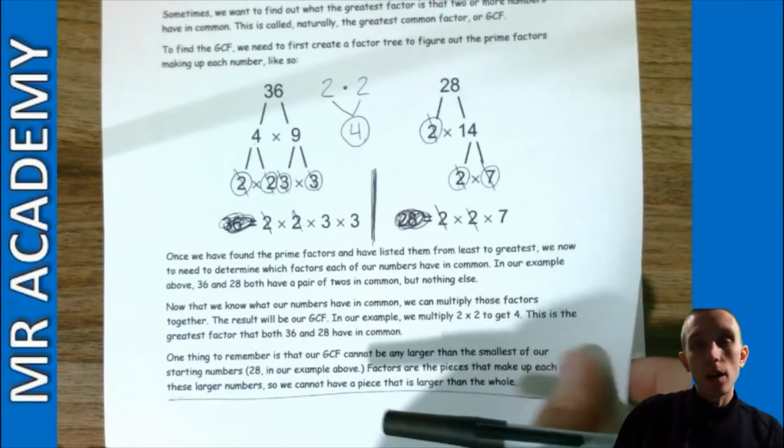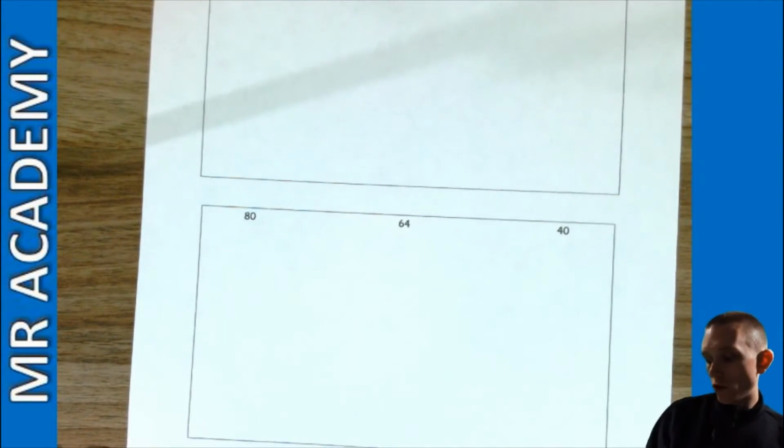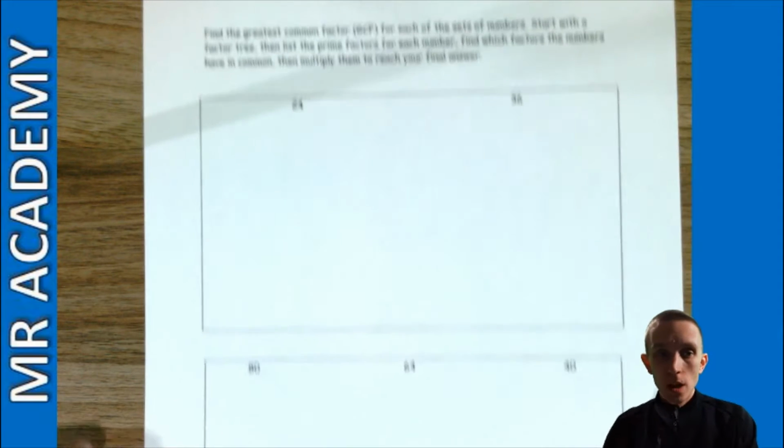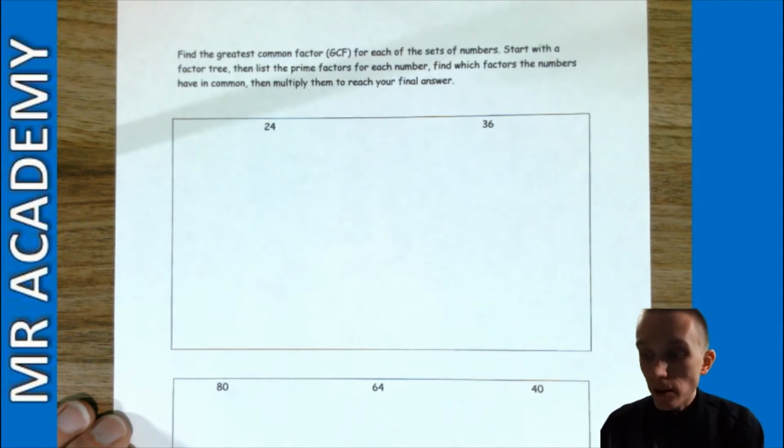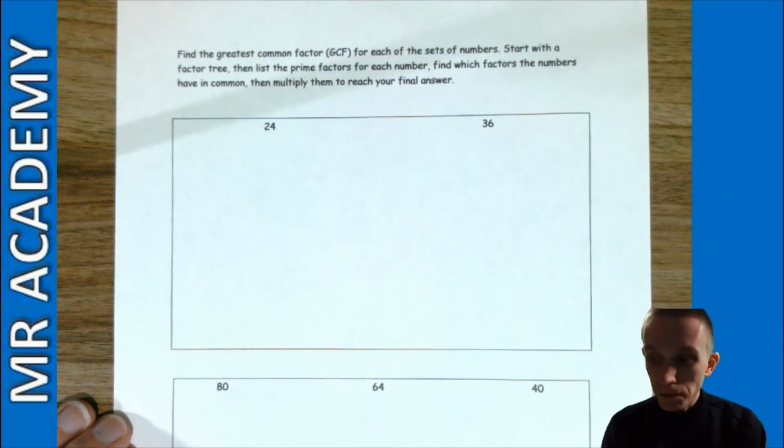But let's take a look at a couple examples here. We're going to start from scratch. No work on these whatsoever. So our job that we have here is we need to find the greatest common factor for each one of these two sets of numbers.